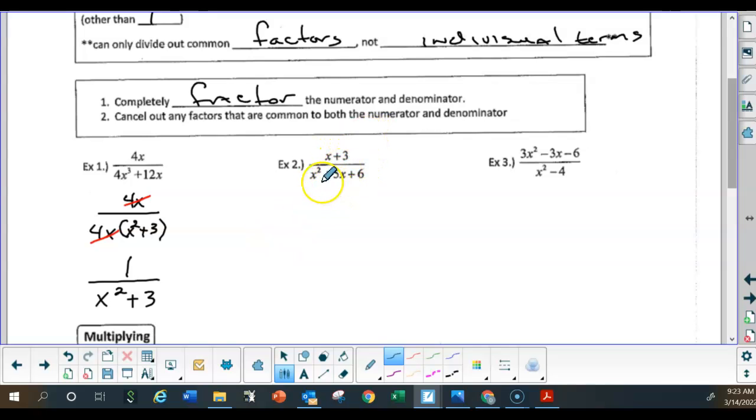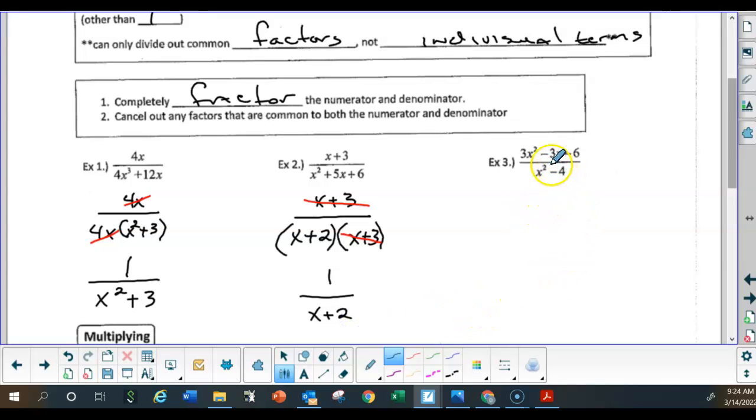Our second example, we need to factor this denominator. So the numerator is going to stay the same, x plus 3. However, the denominator now, when I find the factors of this, two numbers that multiply to make 6, add up to 5, well, it's going to be 3 and 2. So x plus 2, and it's a sum, so they're both going to be positive, because it's a positive middle term, x plus 3. And then we have x plus 3 and x plus 3 that cancel out. So the numerator becomes 1, and what is left in the denominator is x plus 2.